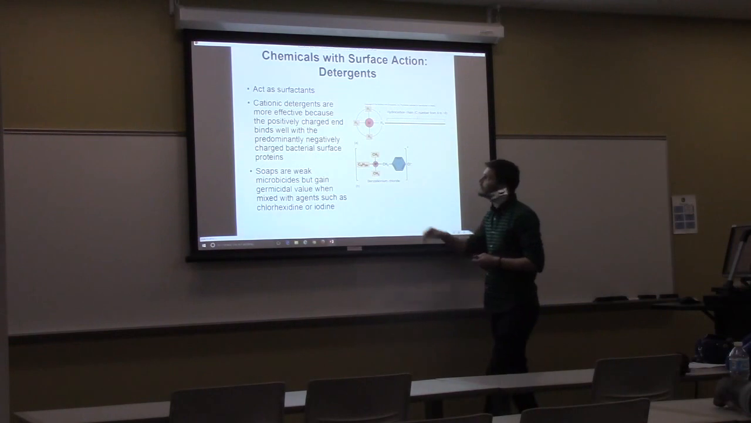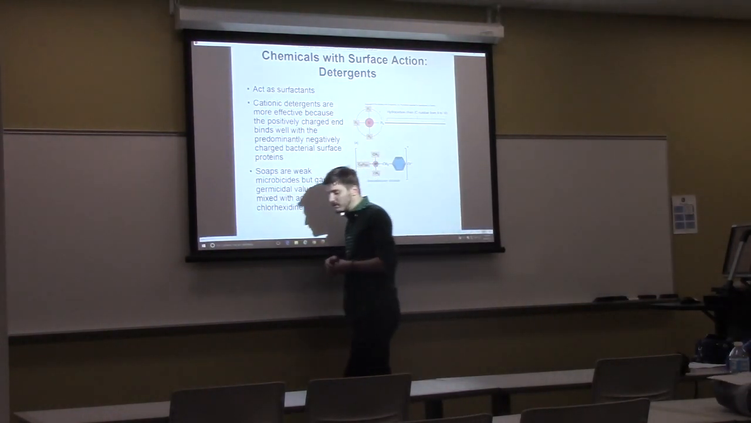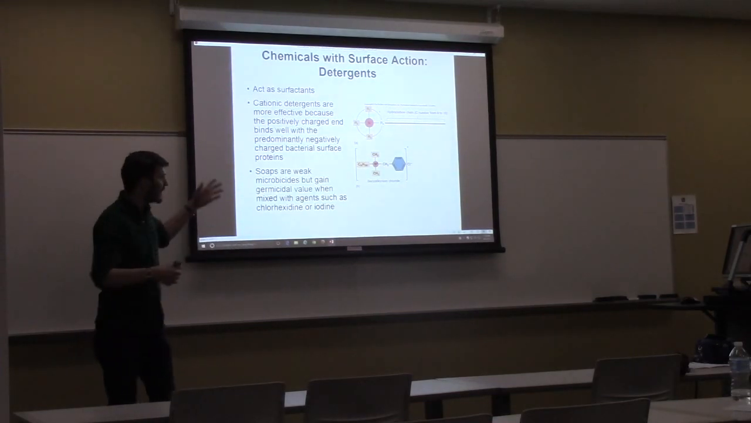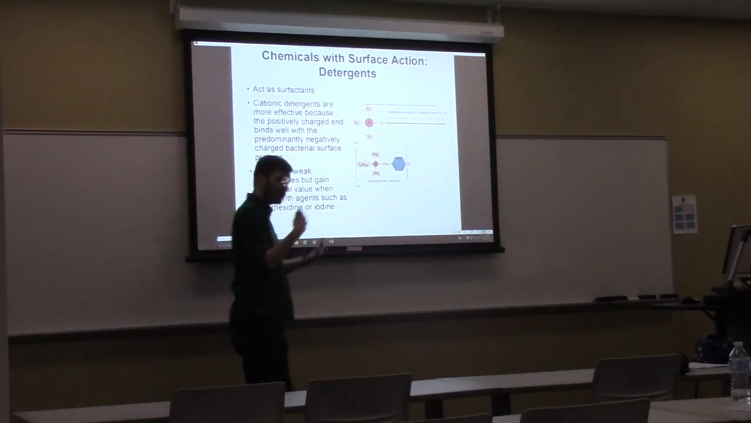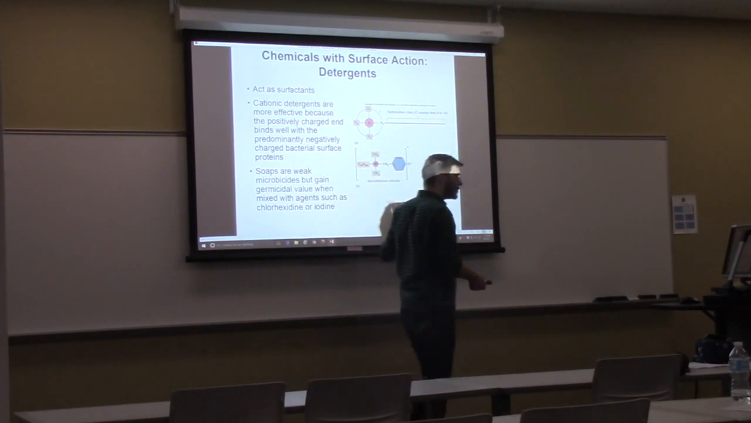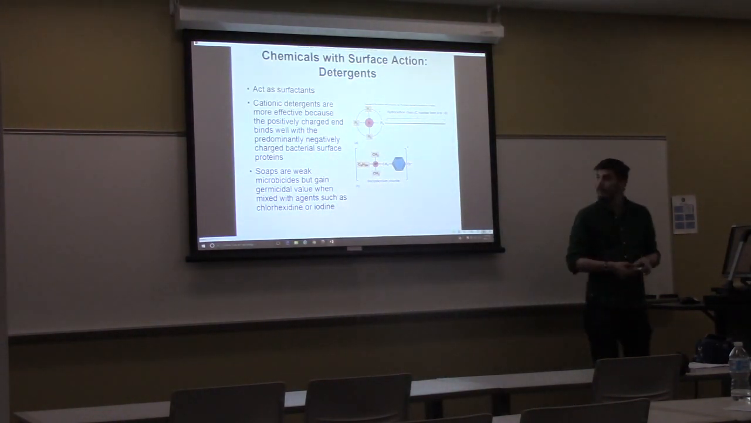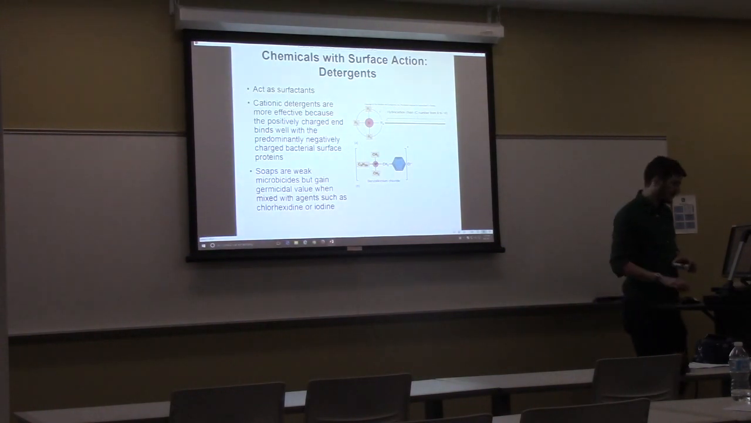Detergents or surfactants, these work by disrupting the membrane. Okay? So this is one exception to what I said. Most of these other chemicals are going to disrupt protein. This guy does not. It disrupts the membrane. When the membrane is disrupted, the cell can no longer control its environment, and then it quickly dies.